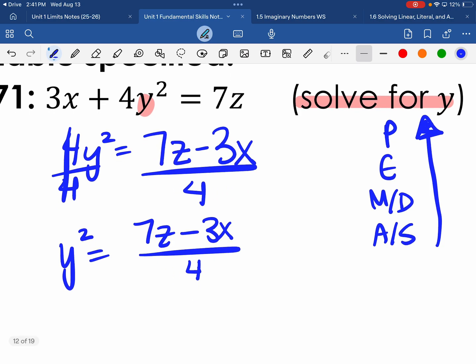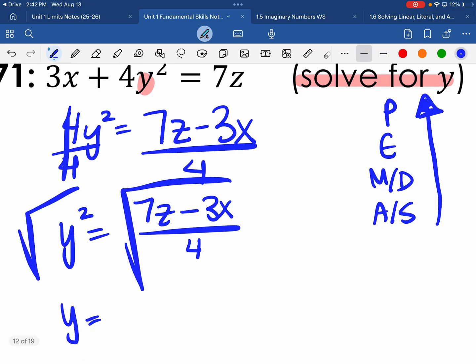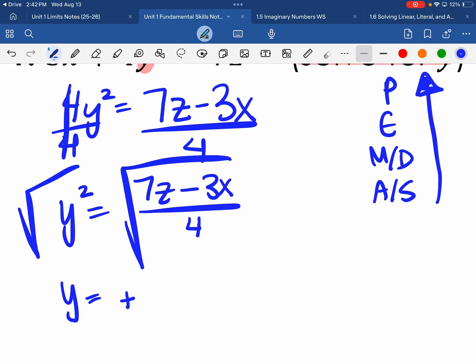And how do you get rid of a square? Square root. And every time you square root, there's a symbol you have to put in the front.